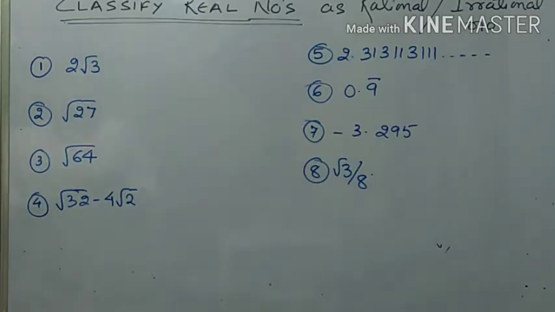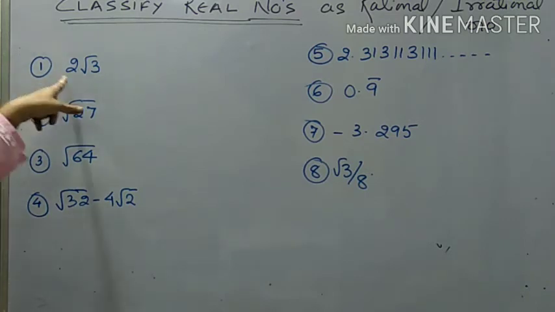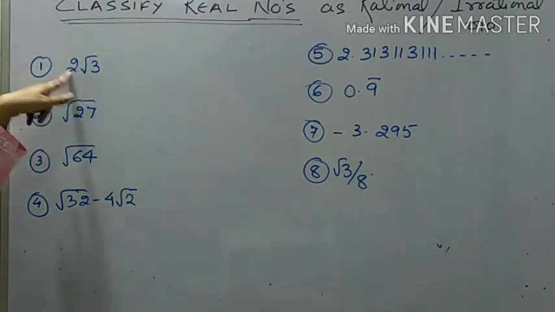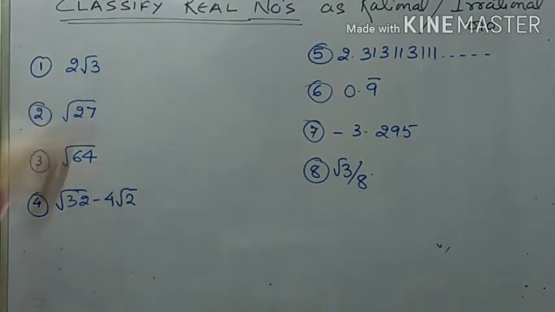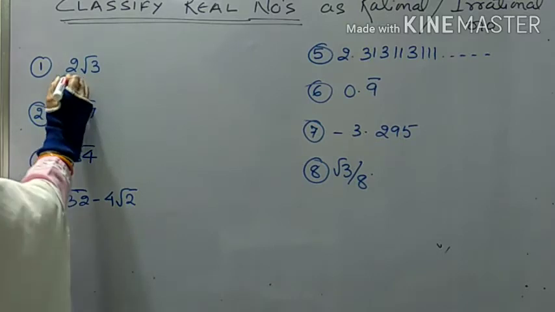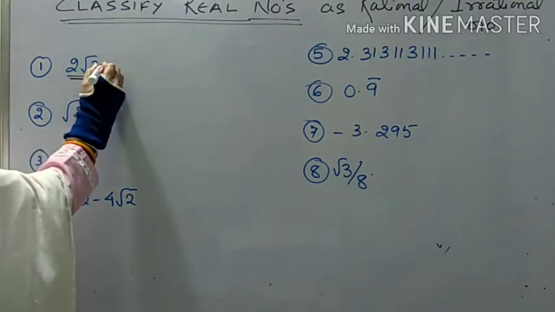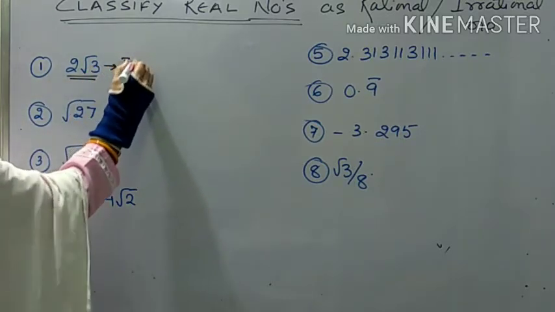Now we will learn how to classify real numbers as the rational and irrational numbers. We know real numbers are the collection of the rational and the irrational numbers. Now we have to find out which number is rational or irrational. Now this is 2 root 3. Now 2 is a rational number, root 3 is a irrational number, and just now in the properties we have learned that the product of a rational and irrational is irrational. Hence this number will be irrational number.